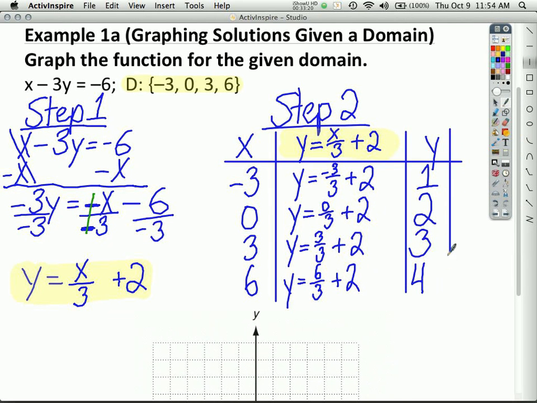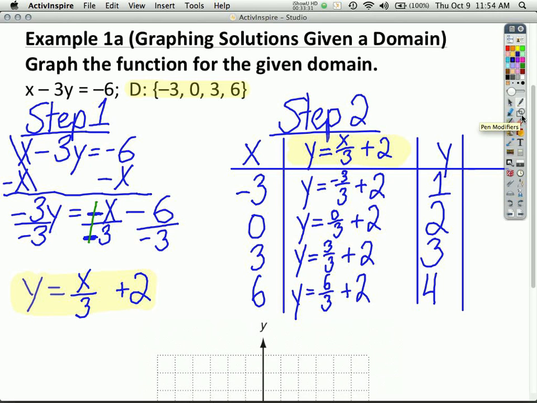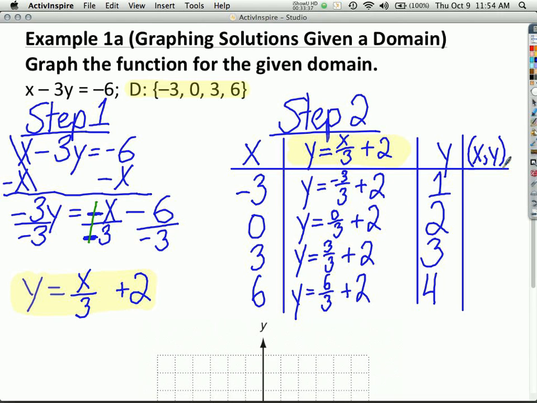Everyone needs to add one extra column here, and you need to extend this line a little bit this way. And here is what the extra column is. X, comma, Y. What we actually just figured out is a set of 4 ordered pairs. You take the X, you take the Y, and that's an ordered pair. Negative 3, comma 1. 0, 2. 3, 3. And 6, 4.